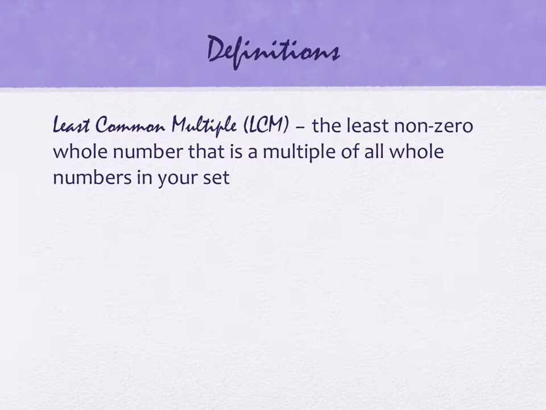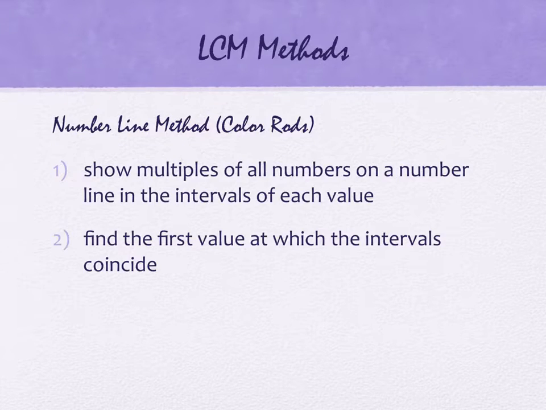And just like in the last section, there are several ways to do this type of problem. The first one is called the number line, or sometimes called the colored rods method. So what we do is we show multiples of all the numbers on a number line in intervals of each value, and then we find the first value at which the intervals coincide. I'll talk about the colored rods part in a second.